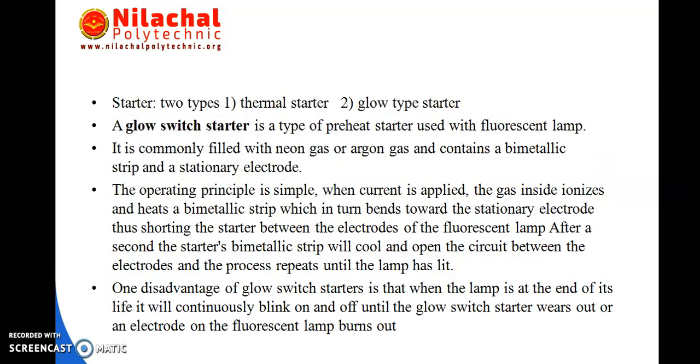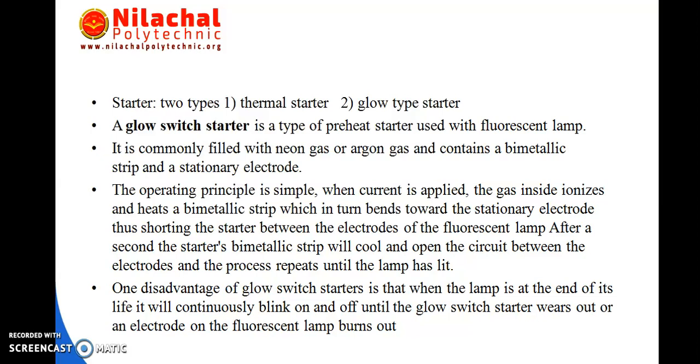There are two types of starter, but generally we use the glow type starter only. There is the thermal starter and the glow type starter. So what is this glow type starter? The glow type starter is a type of preheat starter used with a fluorescent lamp. It is commonly filled with neon gas or argon gas and contains a bimetallic strip and a stationary electrode.